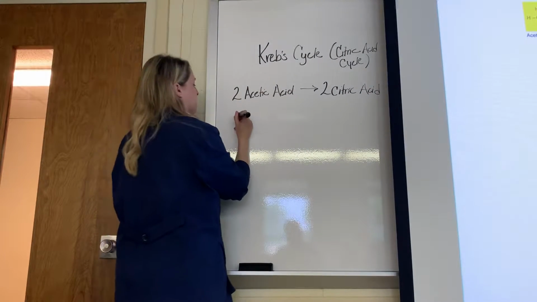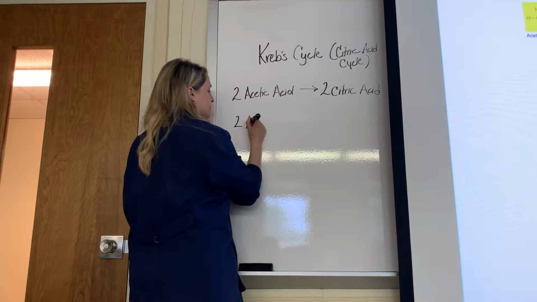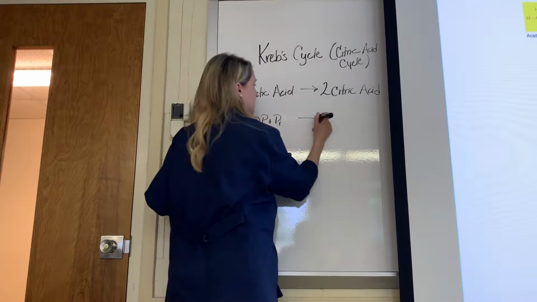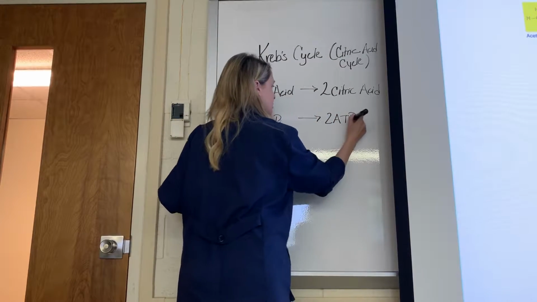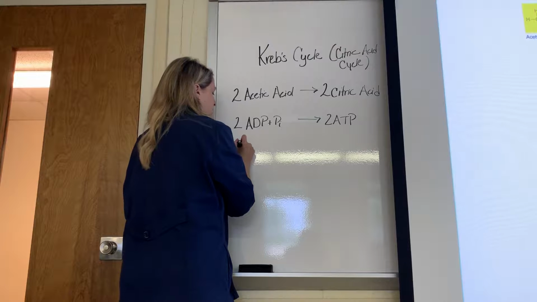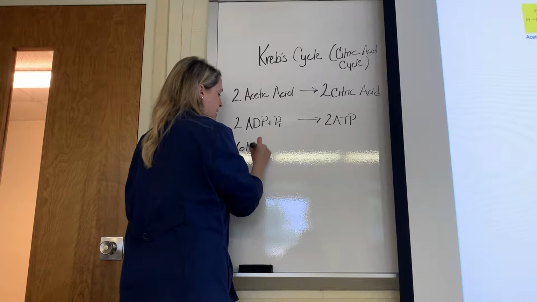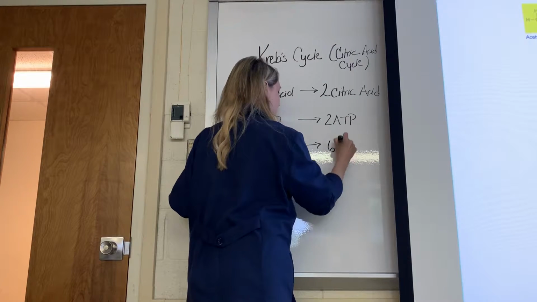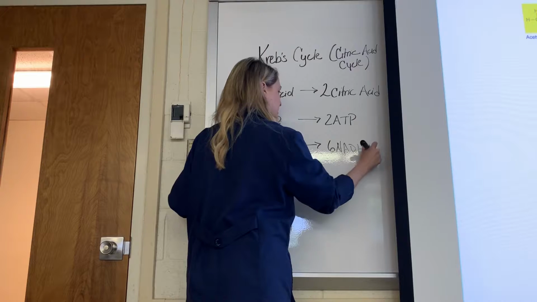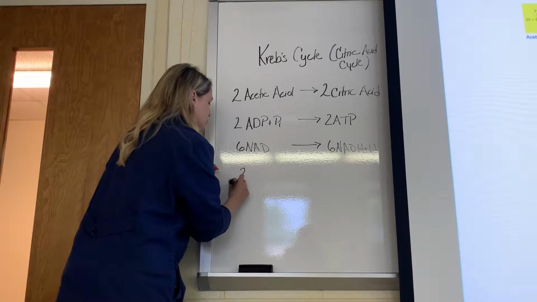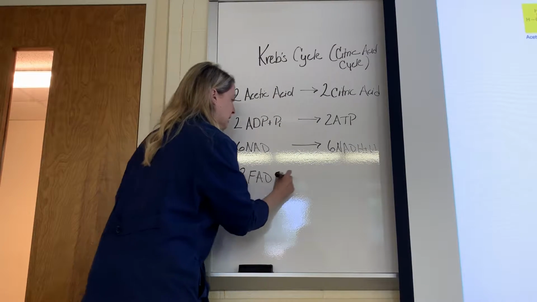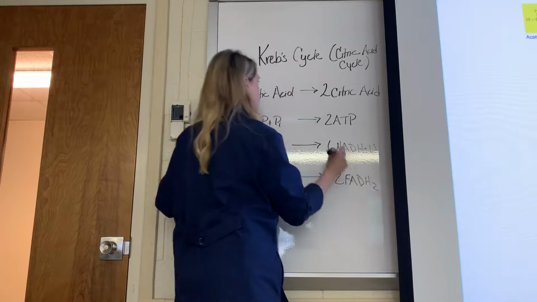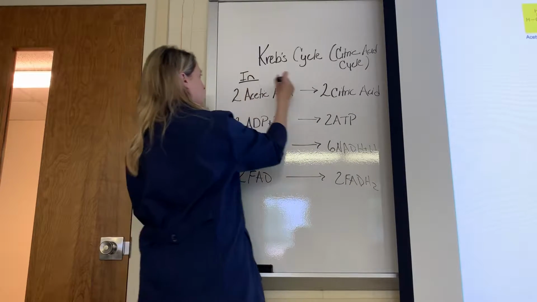We have 2 ADP and phosphate. We get 2 ATP produced. We had 6 NAD molecules going in and 6 NADH plus H coming out. And we had 2 FAD molecules going in and 2 FADH2 molecules coming out. So this was in, out.